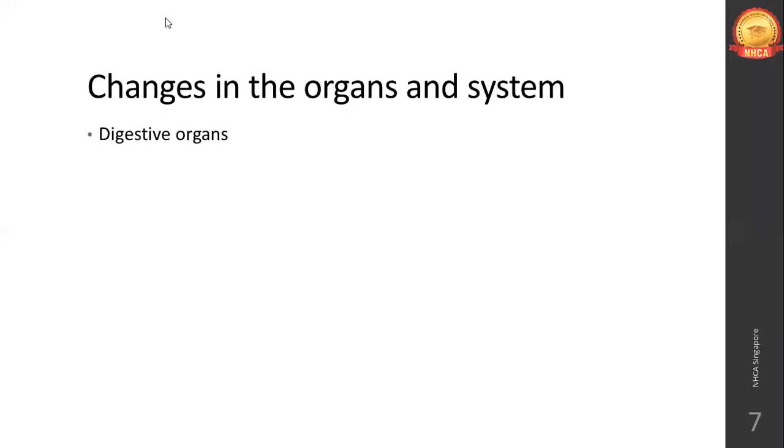Medical professionals or people from a science background, could you put the meaning of atrophy in the chat box for others who are not from the medical field to know? What do you mean by atrophy? Decrease in what? Decrease in the size. Okay.